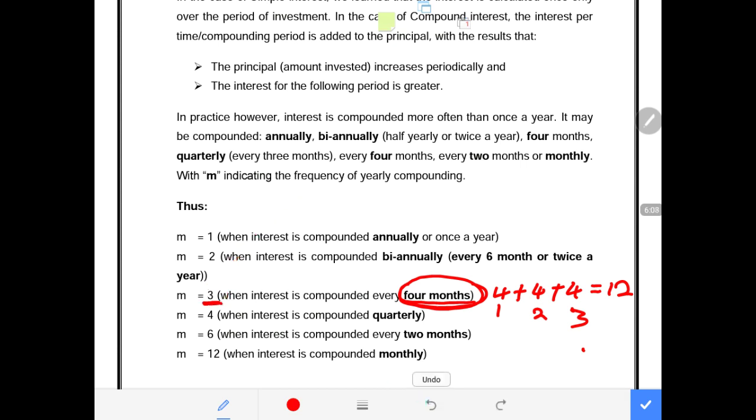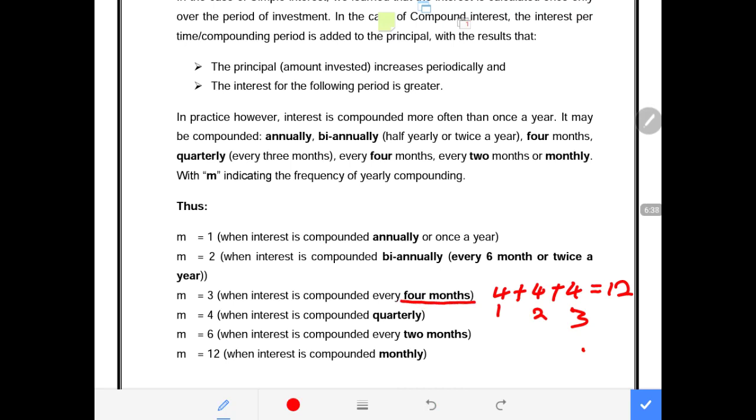And now second last will be when the interest is compounded every 2 months. Then I will say, how many 2 months do we have in 12 months? It will be 12 divided by 2. That means the interest will be compounded 6 times a year. Therefore, now that will be indicated as M being 6. That means we will earn interest 6 times a year whenever the interest is compounded every 2 months, because there are 6 2 months in 12 months in a year.